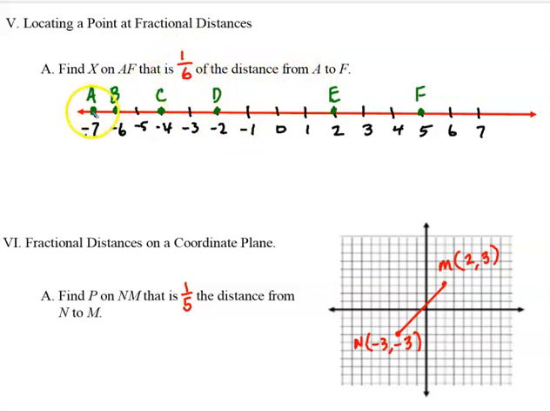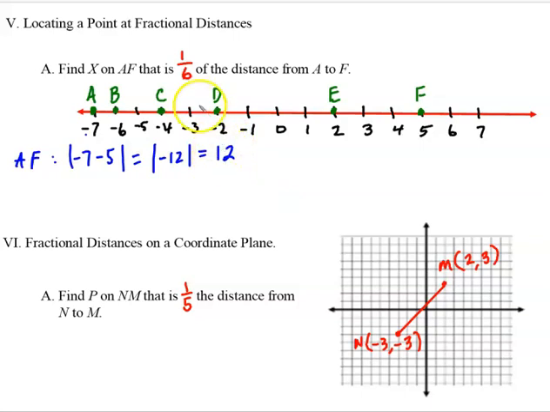It's like if we started at A and we went 1/6 of the distance to F, where would we land? The way we find that is we go ahead and find the distance from A to F. Of course, the distance between 2 points is another way of saying the absolute value. So -7 is the value of point A, and 5 is the value of point F. So we do the absolute value. The absolute value of -12 is equal to +12.